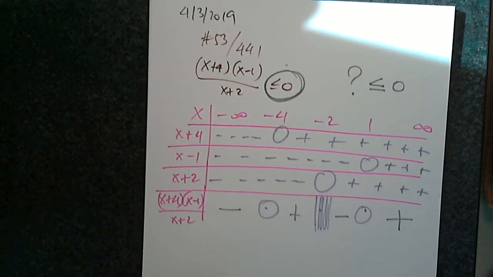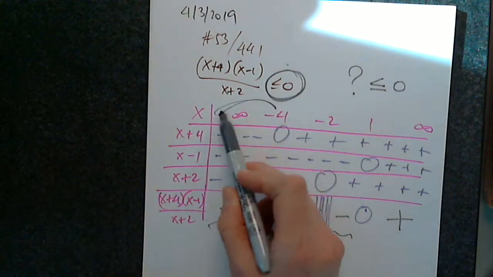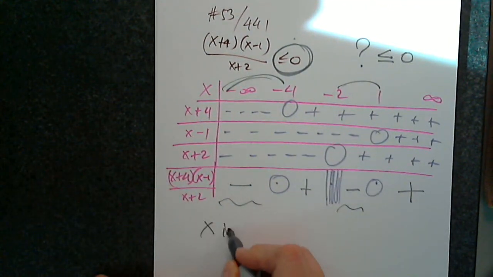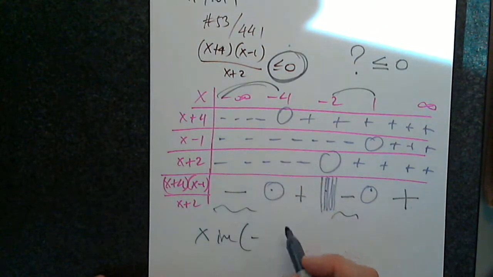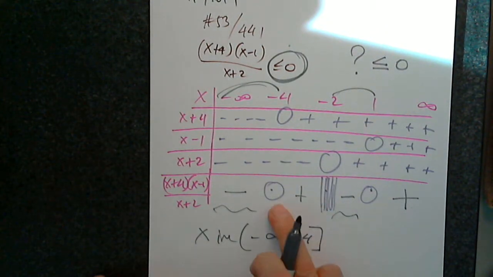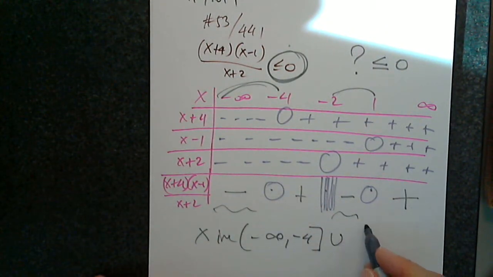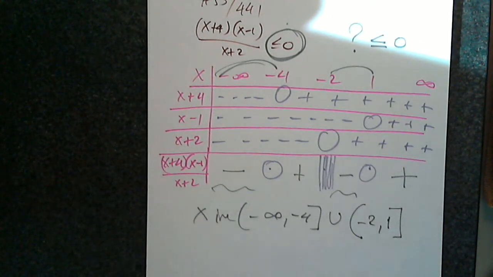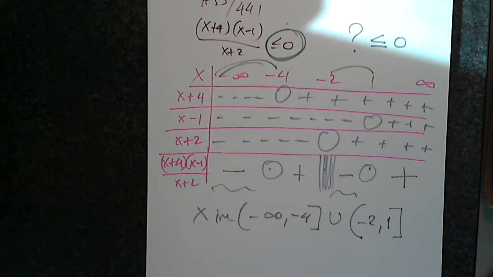It would be negative infinity, then -4 with a bracket for -4. Negative infinity, -4. It's okay because it's 0. Union, parenthesis, -2, 1, comma, bracket. And we're looking at negative because the sign is less than, because only negative is less than 0. If the inequality symbol had been the other way, then I would have used the other sign, yes, exactly.